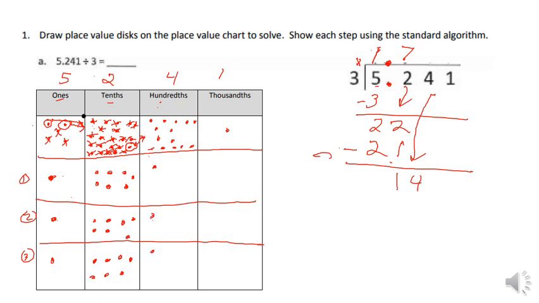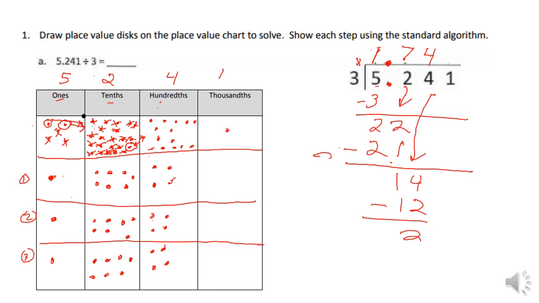So we start with 1, 2, 3, 4, 5, 6, 7, 8, 9, 10, 11, 12, and we know we cannot get any more. So we had 4 in each group. If we look at the standard algorithm, 3 will go into 14 4 times, because 4 times 3 is 12. And that should give us 2 remainders.